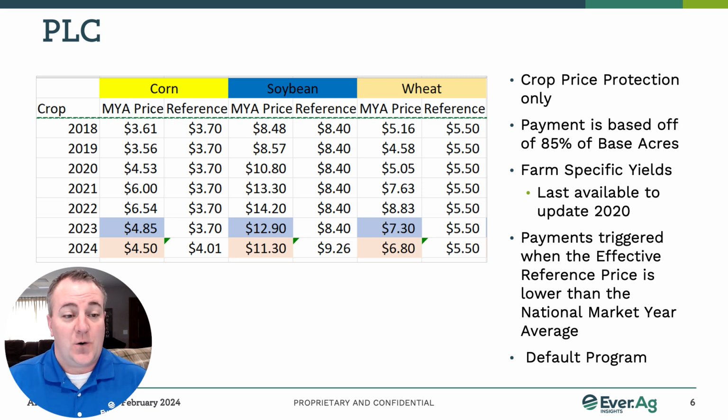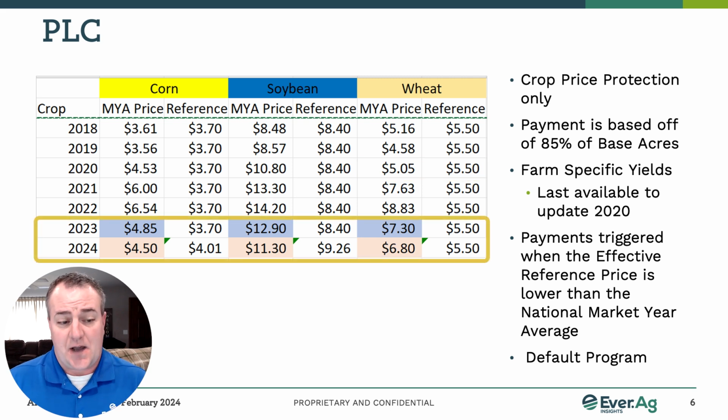On corn, we're going to look back at 2019, when $3.56 was below $3.70. That was the last time that corn paid out on the PLC program. Beans, it's been a little bit longer yet. And wheat, we did have a payment back in 2020 just based off of that price. And now at the bottom, we're looking at where 2023 is now and where 2024 is.